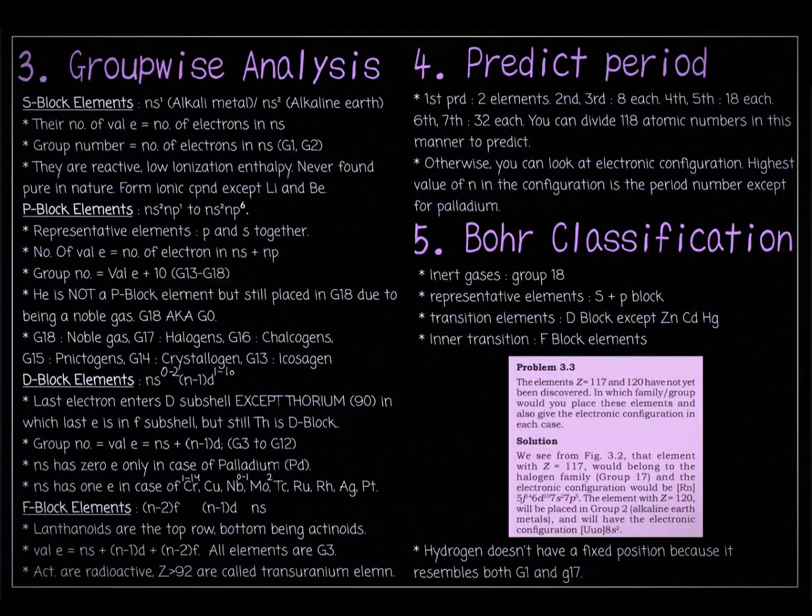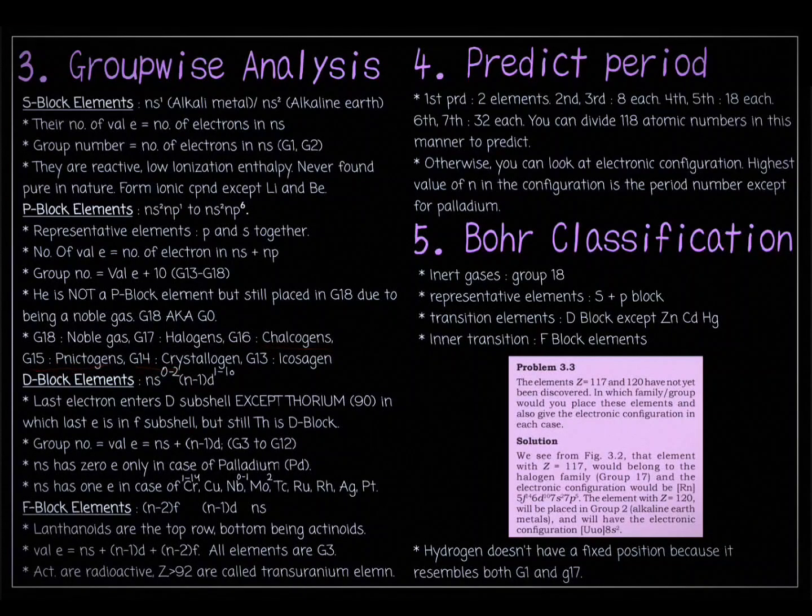Helium is not a p block element since it only has 1s2 configuration, but it is still placed in the 18th group because it is a noble gas. And group 18 is, yes, noble gas. Group 17 is halogens. Group 16 is chalcogens. Group 15 is pnictogens. Group 14 is crystallogens, and group 13 is icosagens.